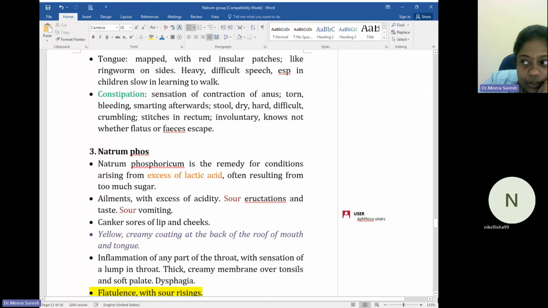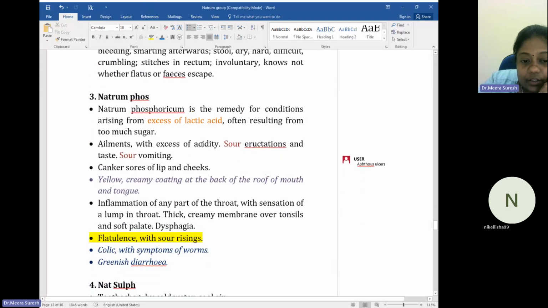But our actual remedy, which is very important in the GIT, is Natrum phos for the acidic complaints, indigestion. So Natrum phos is the remedy for conditions arising from excess of lactic acid. So there will be acidity, often resulting from too much sugar. Ailments with excess of acidity, where everything will be sour: sour irritations, sour taste, sour vomiting. There will be canker sores or aphthous ulcers of the lip and cheeks. I told you that the coating of the tongue is very important.